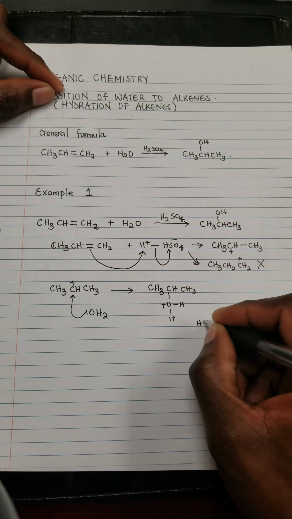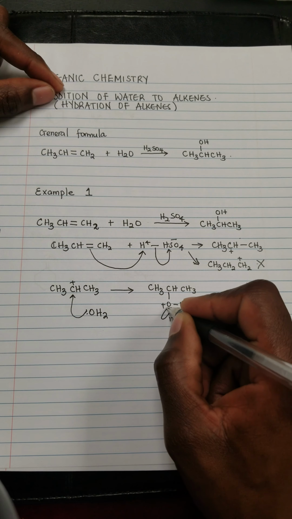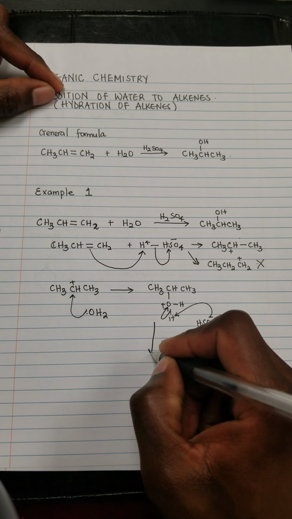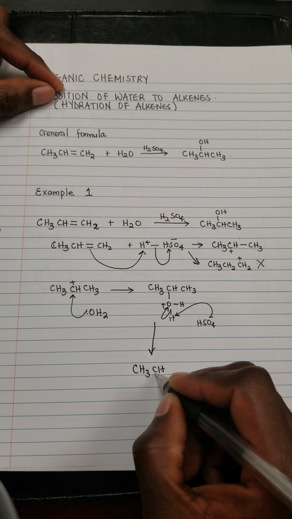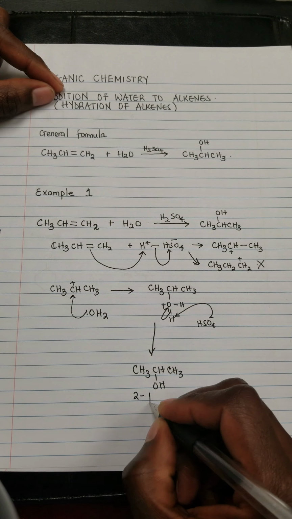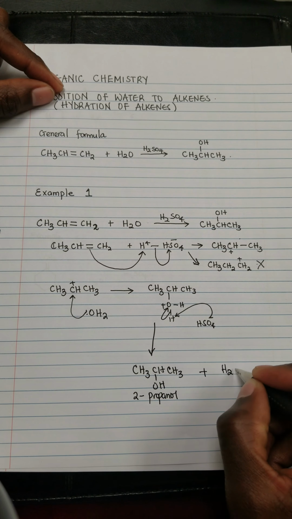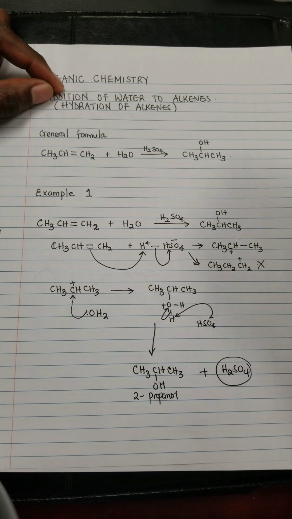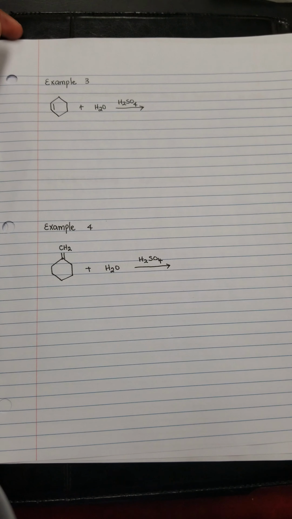If I use hydrogen sulfate as my base, it picks up this hydrogen and this bond breaks in favor of oxygen, and my final product is going to be CH3, CH, OH, CH3, which is 2-propanol, plus sulfuric acid. Remember, this was our catalyst. So this is one of the mechanisms of how alkenes react with water in presence of sulfuric acid.